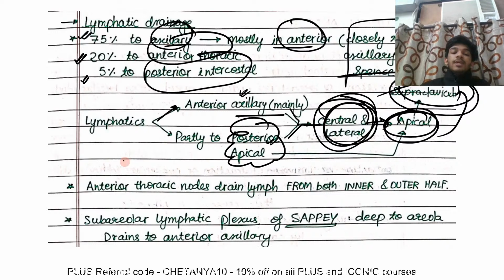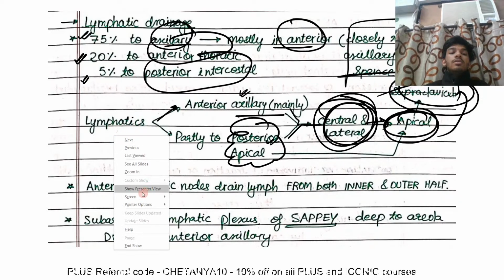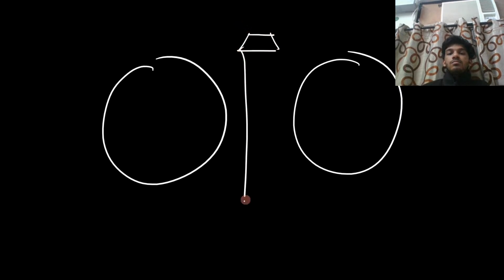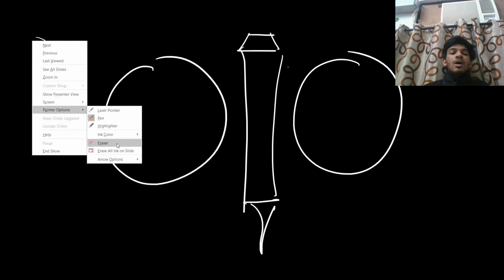One more thing you have to know is that the anterior thoracic lymph nodes drain lymph from both the inner and the outer half. What does that mean? There is a contralateral drainage when you talk about the lymphatic drainage of the breast. If this is one breast and this is the other, let's say this is the sternum. Along the sternum, you have a chain of lymph nodes. These are the parasternal lymph nodes.